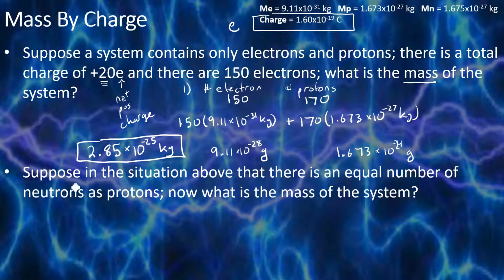All right, now we're going to throw neutrons into it. So suppose in the situation above that there is an equal number of neutrons as protons. So what is now the mass? So we're going to take this answer because we've already done that, but do note then we would have 150 electrons and we would have 170 protons. And if we're saying that there's an equal number of neutrons, we have 170 neutrons.